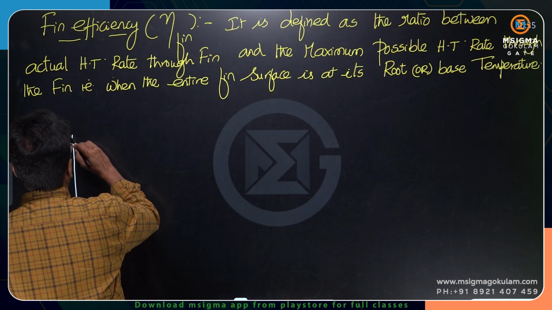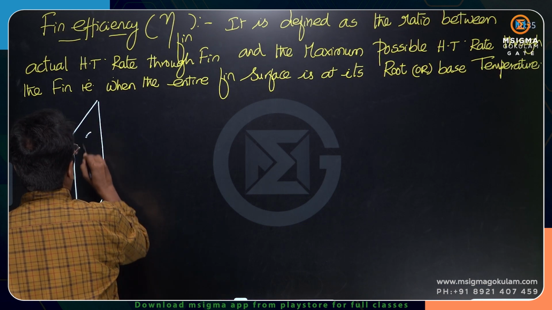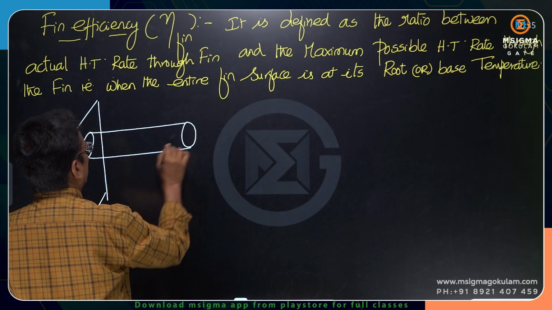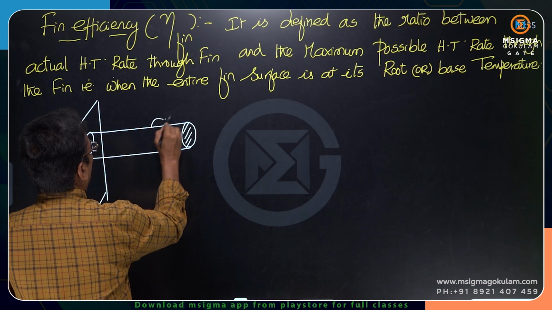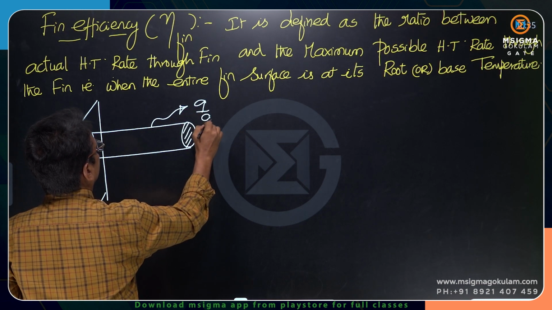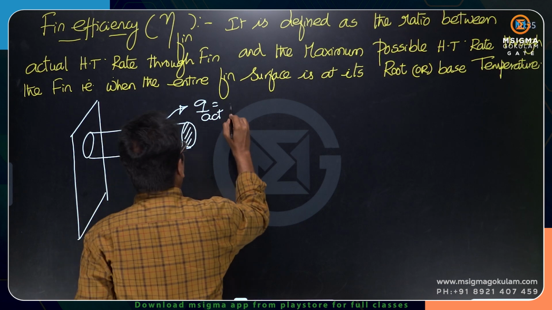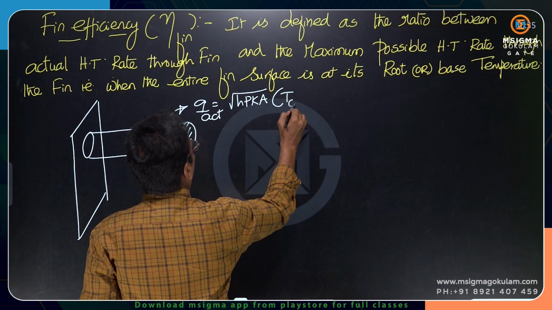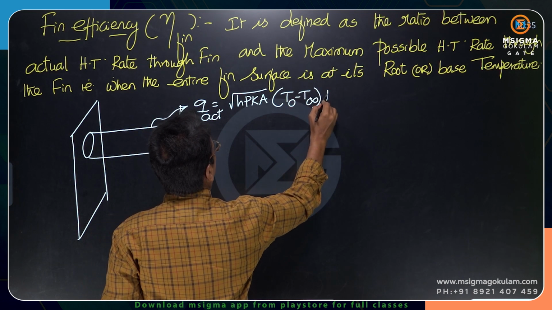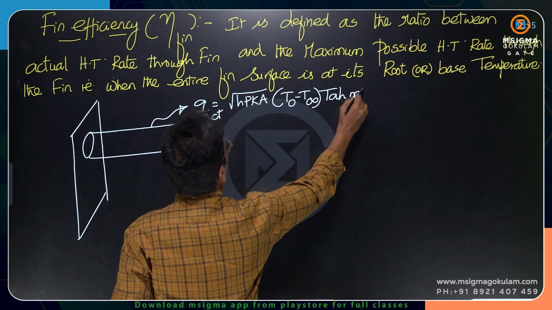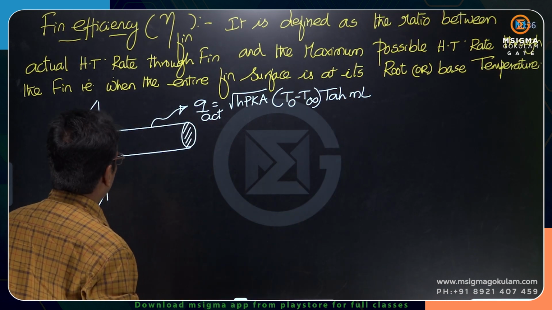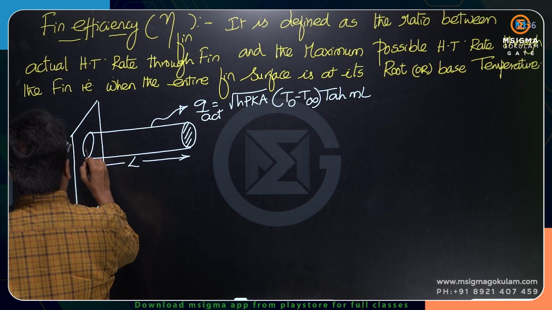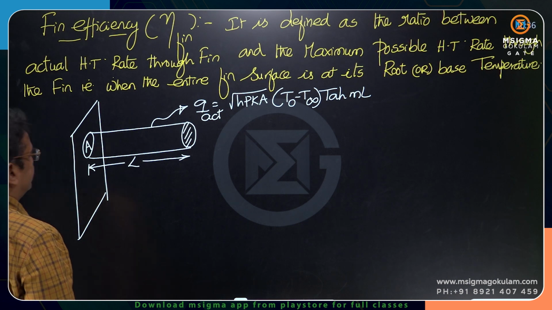Now, actually there is a heat transfer rate happening from the fin. I'm assuming that the tip is insulated. What is the actual heat transfer rate taking place? The actual heat transfer rate taking place will be square root of hPkA times (T0 minus T infinity) times tanh(mL), where L is the length of the fin.